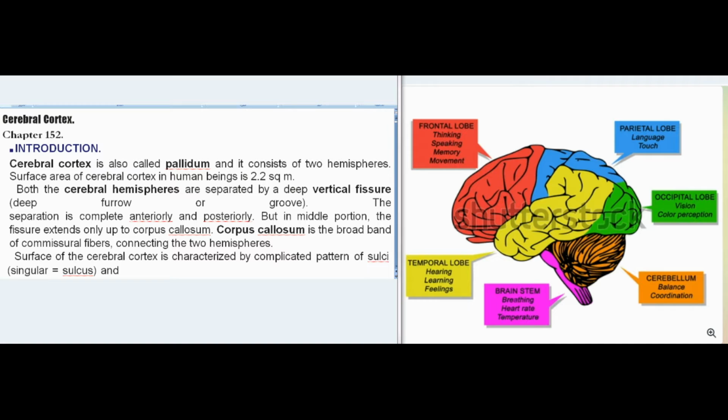Both the cerebral hemispheres are separated by a deep vertical fissure, deep furrow or groove. The separation is complete anteriorly and posteriorly. But in the middle portion, the fissure extends only up to corpus callosum. Corpus callosum is the broad band of commissural fibers connecting the two hemispheres.